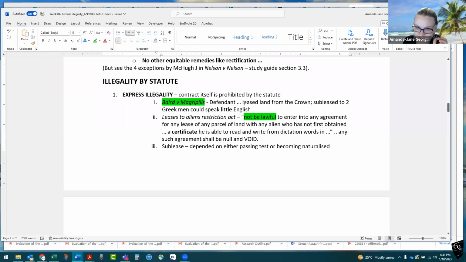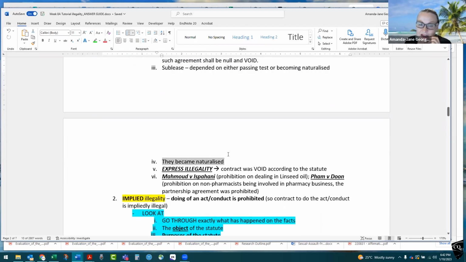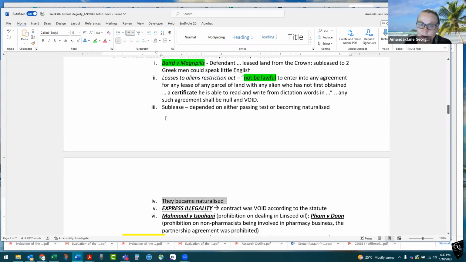these poor little people had leased the land, but they couldn't speak much English. The sublease depended on either passing the test or becoming naturalised. They became naturalised, okay, so they've complied with the conditions of their sublease.